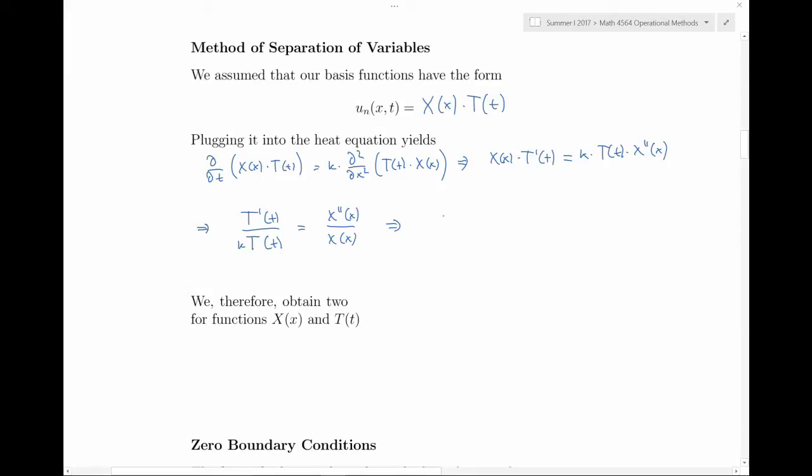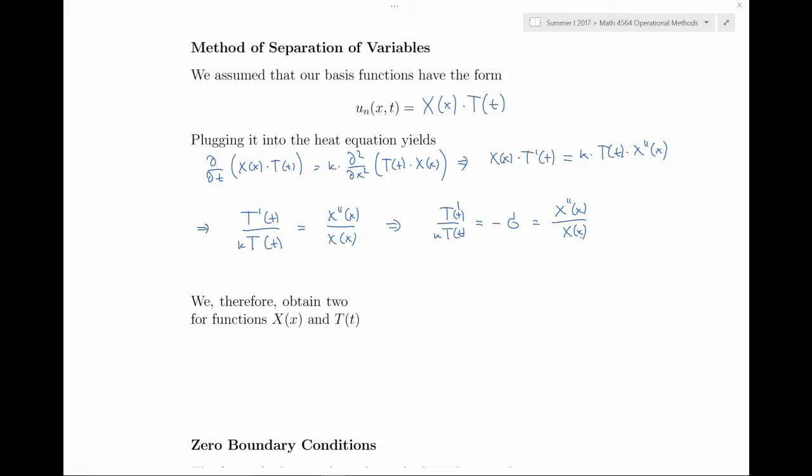Therefore, we can write that T prime over kappa T should be some sort of a constant, which I'm going to denote as minus sigma, and that should also be equal to X double prime over X. Why is this a minus sigma? Well, this is just a cosmetic preference, because frankly it doesn't really matter whether or not we put the minus sign on a constant sigma. And frankly, constant sigma can be also complex, but making it complex will not yield any solutions, so I'm only going to consider real values of sigma.